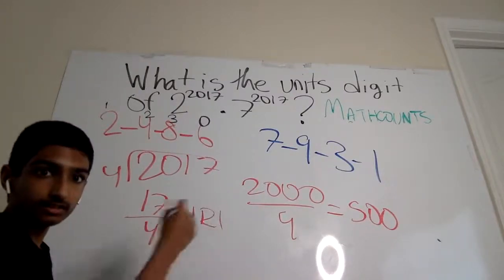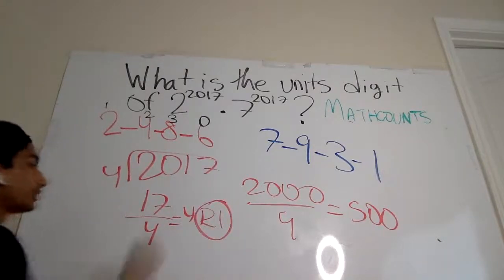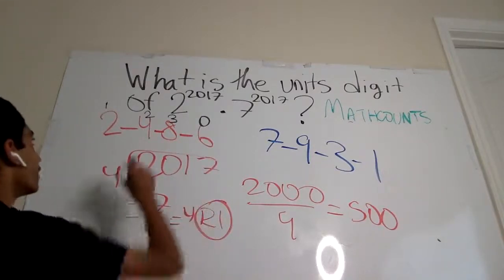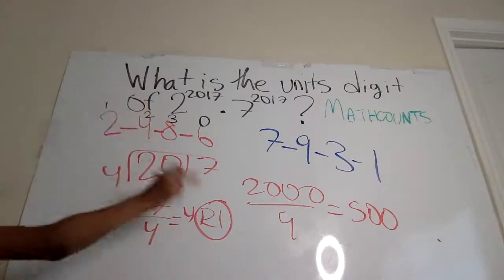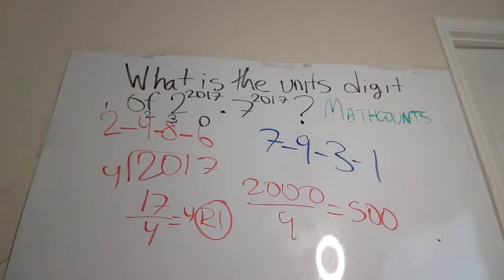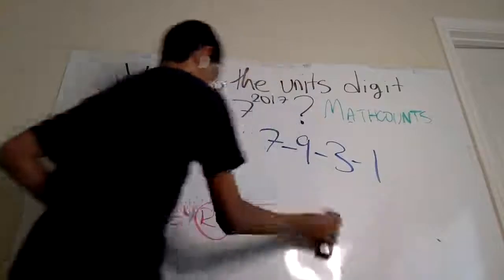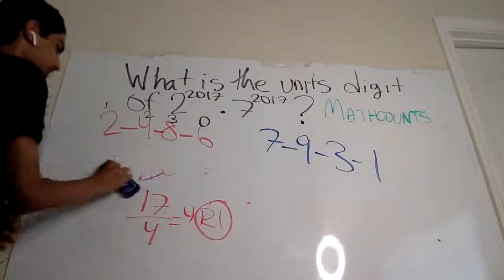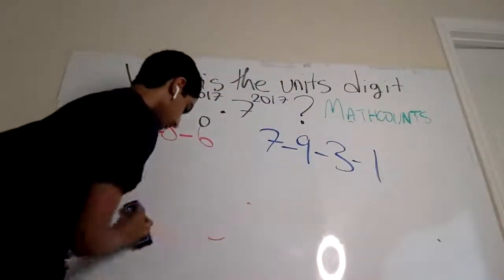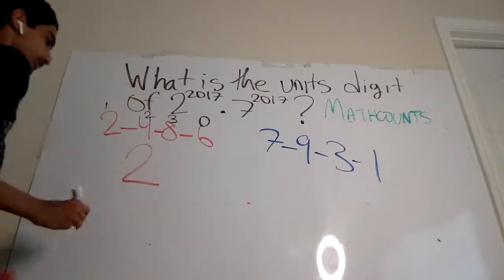And what we really want is this remainder right here, and in this case, that's just 1. So because it's a remainder of 1, as I said before, it will have a unit digit of 2. So I'll mark that. And that remainder is really the only thing we need here. So we'll put 2.